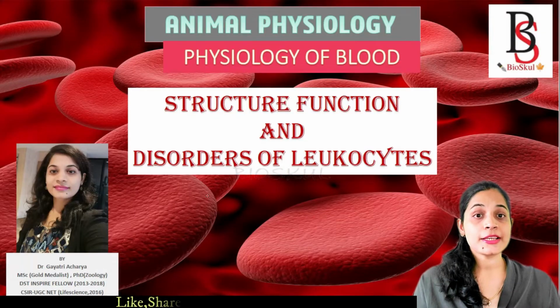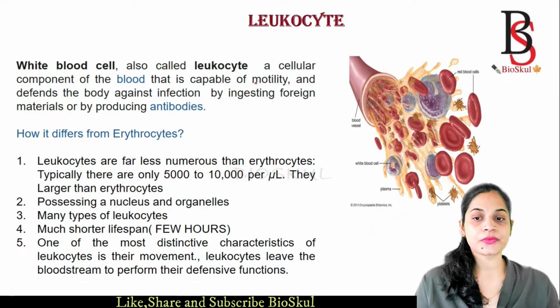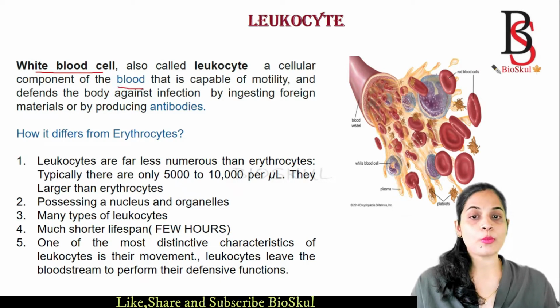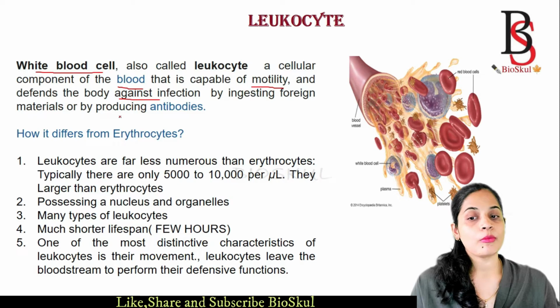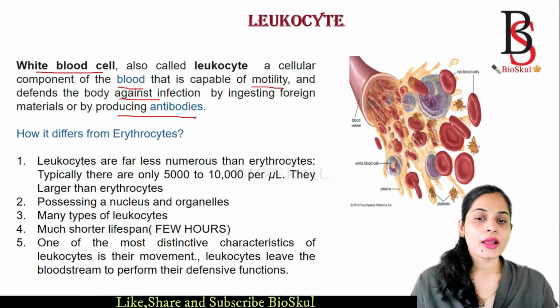So let's know in detail about the structure, function and the disorders of leukocytes. Leukocytes are also called white blood cells. It is a cellular component of blood. It is capable of motility and defends the body against infection by ingesting foreign materials and also by producing antibodies. So how does it differ from erythrocytes?